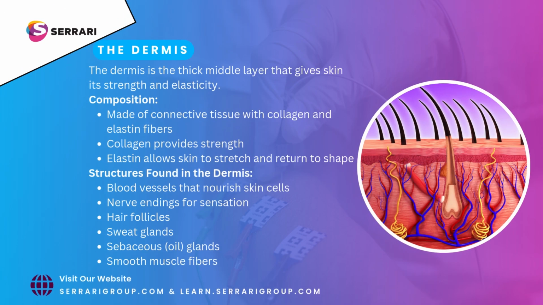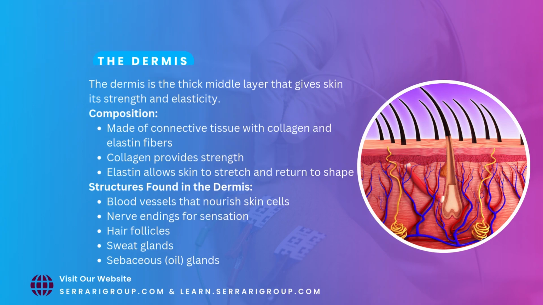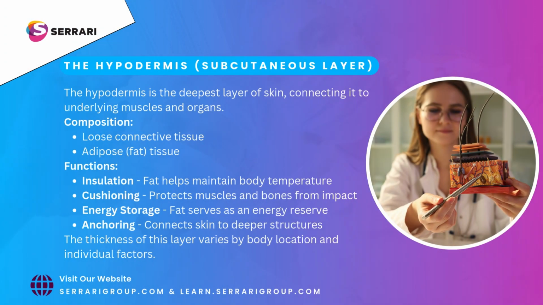The dermis. The dermis is the thick middle layer that gives skin its strength and elasticity. Composition. Made of connective tissue with collagen and elastin fibers. Collagen provides strength. Elastin allows skin to stretch and return to shape. Structures found in the dermis. Blood vessels that nourish skin cells. Nerve endings for sensation. Hair follicles. Sweat glands. Sebaceous, oil, glands. Smooth muscle fibers.